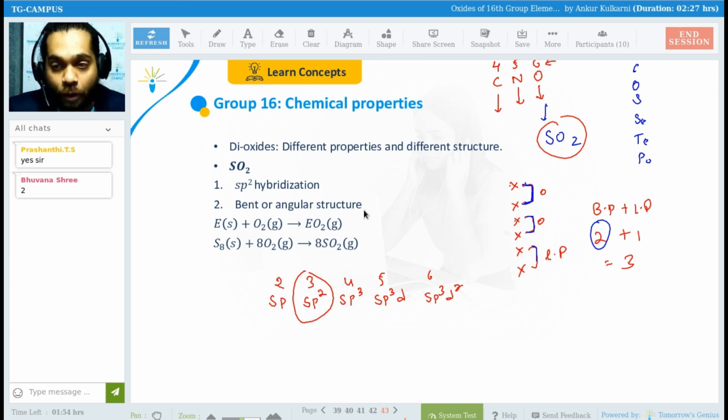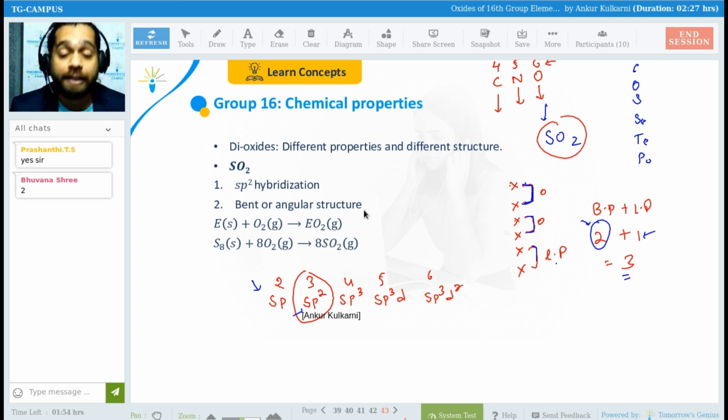Correct. So those 2 bond pairs I have written over here, 1 lone pair I have written over here. 2 plus 1 is 3. So that number is important. According to that, we will decide the hybridization, after adding bond pair plus lone pair.